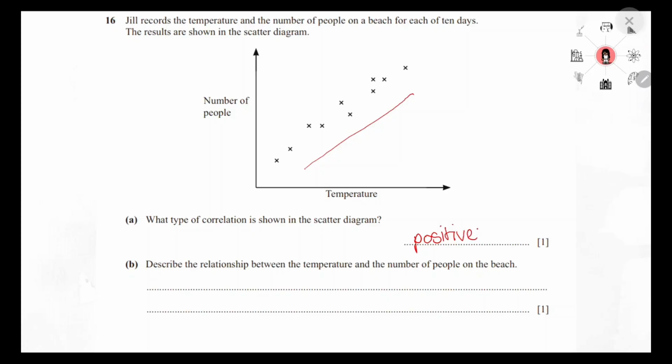B. Describe the relationship between the temperature and the number of people on the beach. It is visible that as temperature increases, the number of people is increasing as well. So we can write as temperature increases, number of people increases.